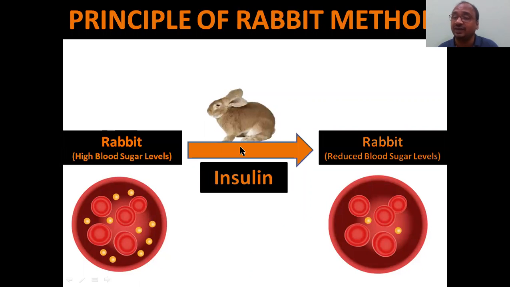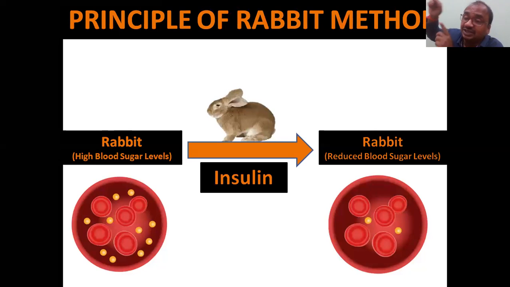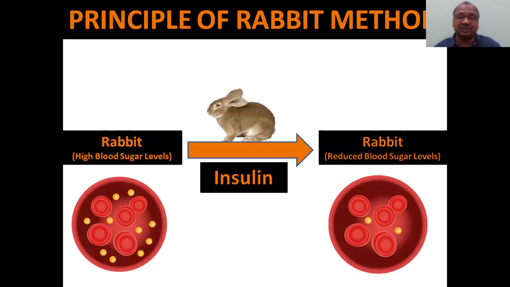What happened when you give insulin? It reduces the blood sugar level. See how the blood sugar level, see the white color dots, how it is reduced. That property we are going to study for the standard and also for the test. For the standard, how much the blood sugar level reduced, and for the test, how much it is reduced. Both data you compare. With the help of that you can calculate the percentage of insulin present in your test preparation. This is the basic principle of the rabbit method.